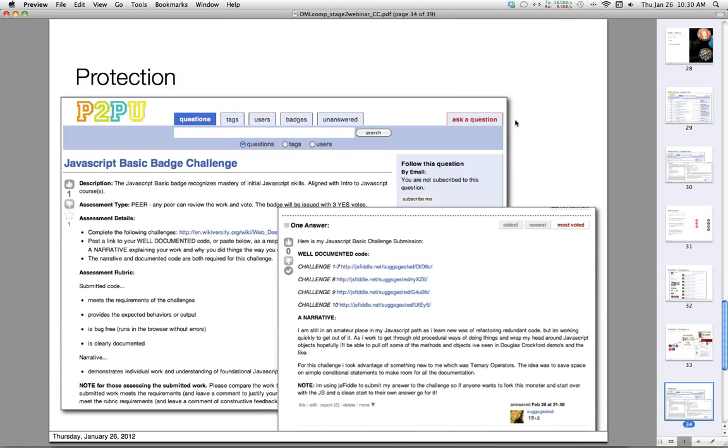Protection, this is really about how do we ensure that the content isn't gamed. And because we have such a pretty specific description of what the badge is, and then how the code and the representation of the learning is pretty well documented, we've guaranteed that these badges are very difficult to game.